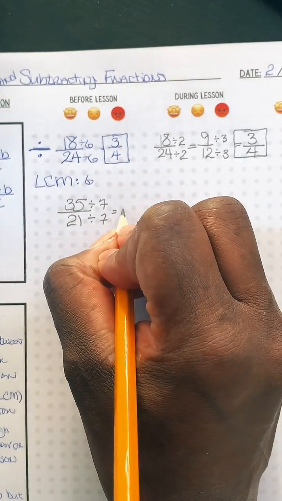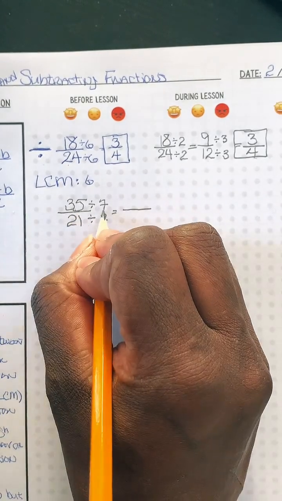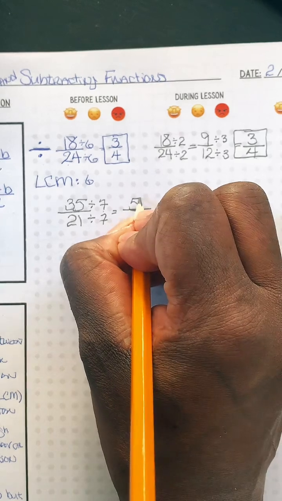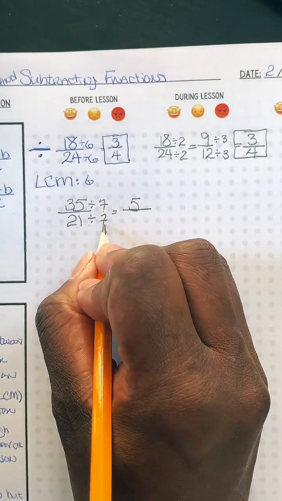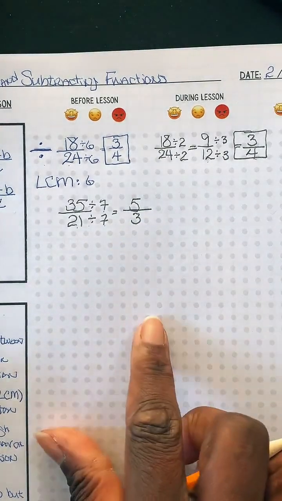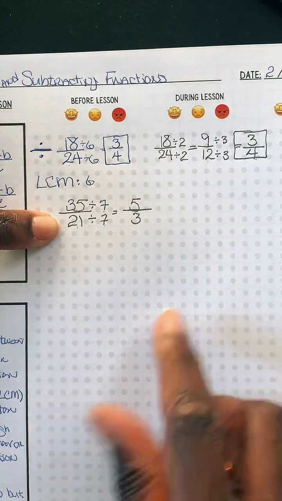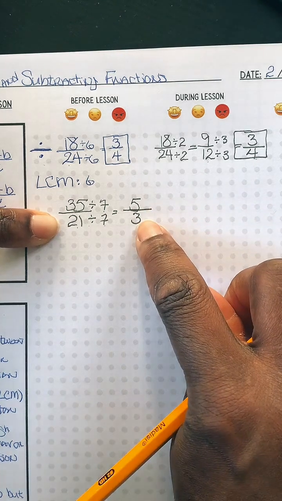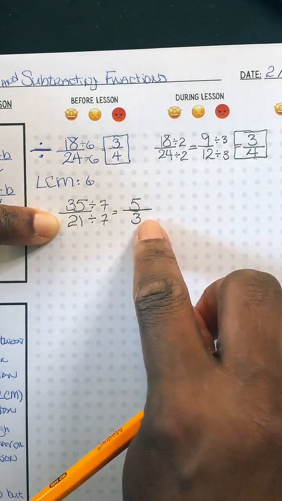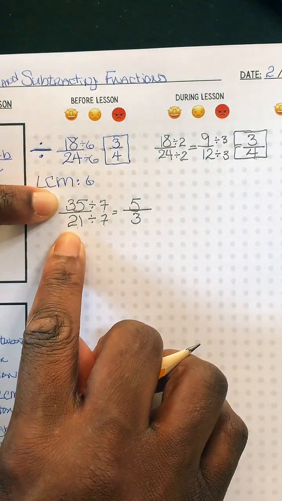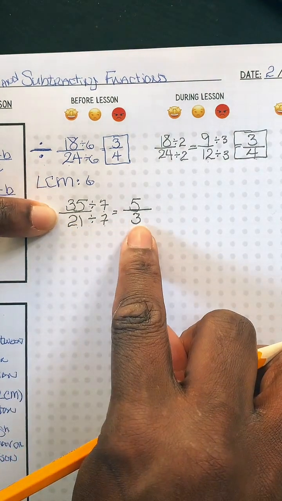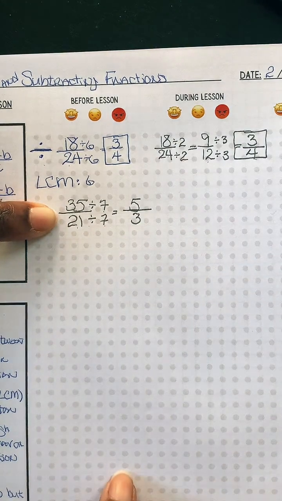So what happens? 35 divided by 7 gives me 5. And 21 divided by 7 gives me 3. So 35/21 and 5/3 are equivalent. Okay, they're equivalent because if I multiply 5/3 by 7, I will get 35/21. And 35/21 divided by 7 will give me my 5/3.